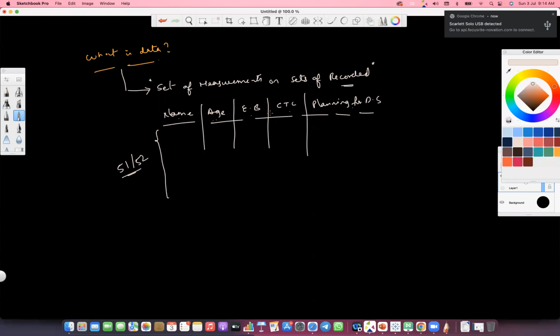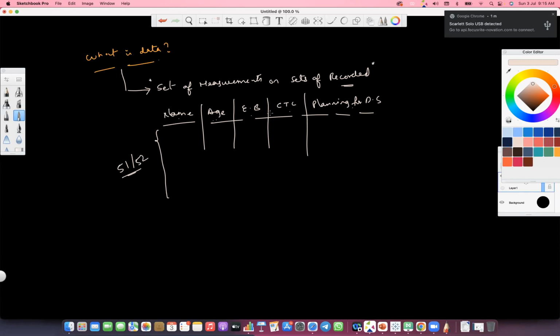It can be structured data or unstructured data. For example, while you are collecting images of a particular bike, whatever images you collect are going to have a specific usage. When you are planning to buy a particular bike, you'll be collecting images of that bike. The set of measurements are like the front view, rear view, top view, interior view, or engine view. How many images you collect is the set of recorded values.